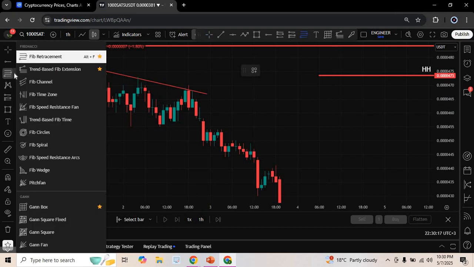On this part right here, this is where we have the fib retracement, the Fibonacci, and the Gann box. These are the two most used: the fib retracement and the trend-based fib extension.